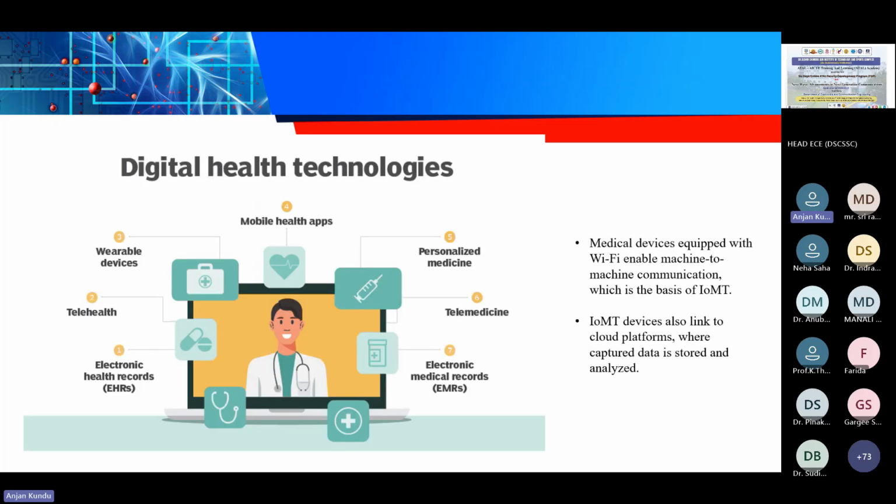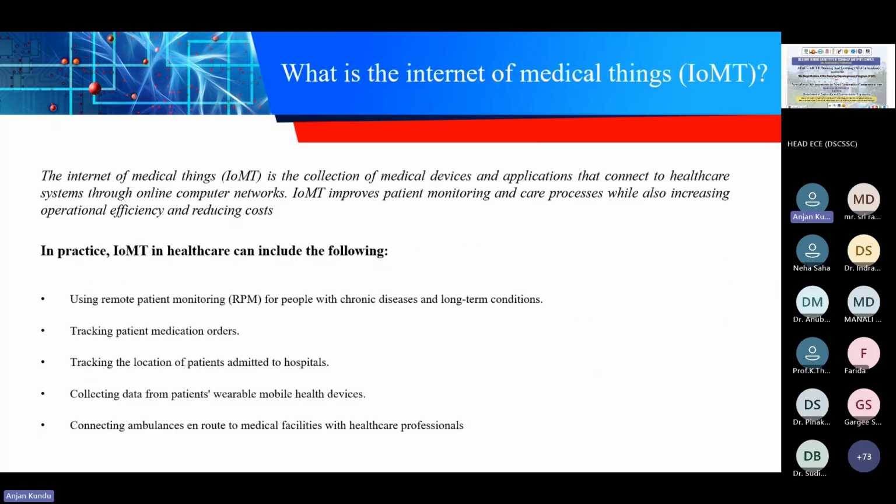Then another popular example of IoT is to track the patient's medication, which medicine he or she is taking and how frequently, so we can track the patient medication orders. We can track the location of patients admitted to hospitals. It is quite familiar in hospitals in our locality or state. There is a tag known as RFID, which I will come to later. Those are the biosensors. We put a tag on the patient to track the location of patients admitted to hospital.